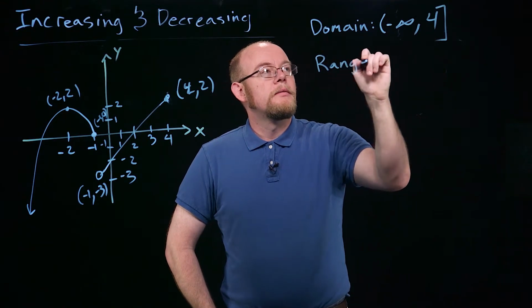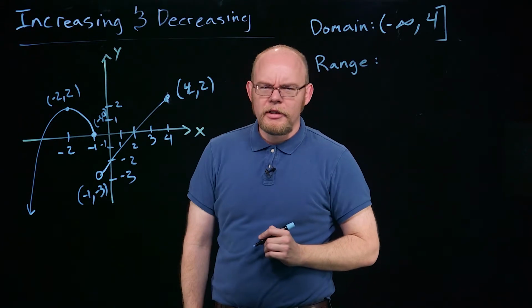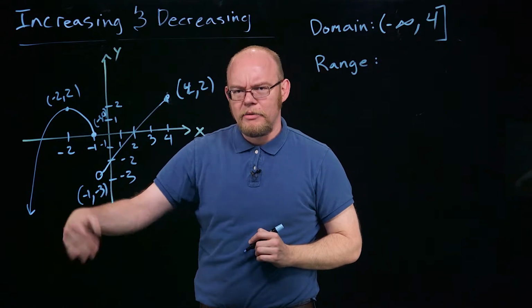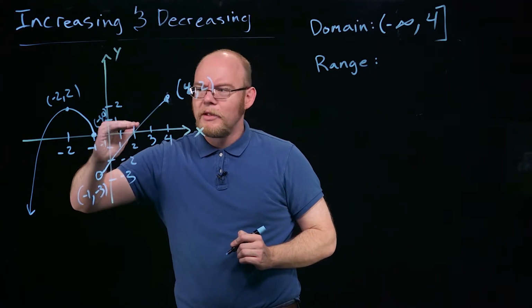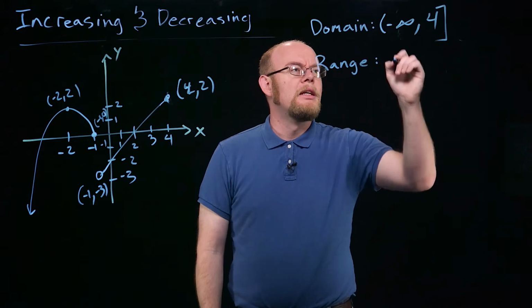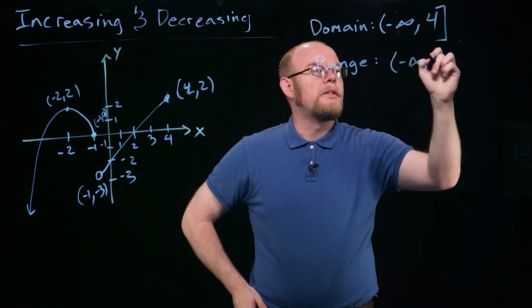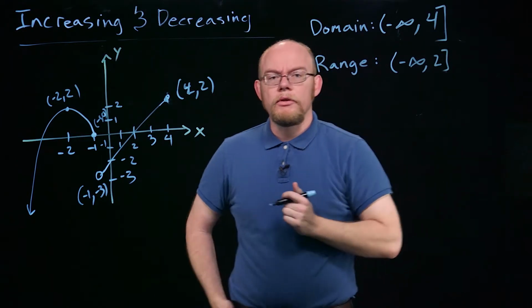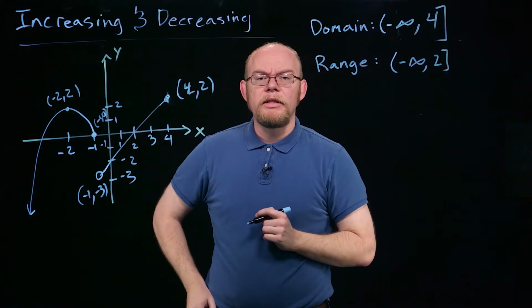Our range, if we look at that, tends to be all the y values that we hit. So if we look at this, we're going to keep going down and down and down, so we're already going down to negative infinity. And if we keep going up and up and seeing what horizontal lines we hit, we stop right around 2. That's the last horizontal line we hit. So if we write that down, we write the lowest value first, which is negative infinity, and go all the way up to 2.